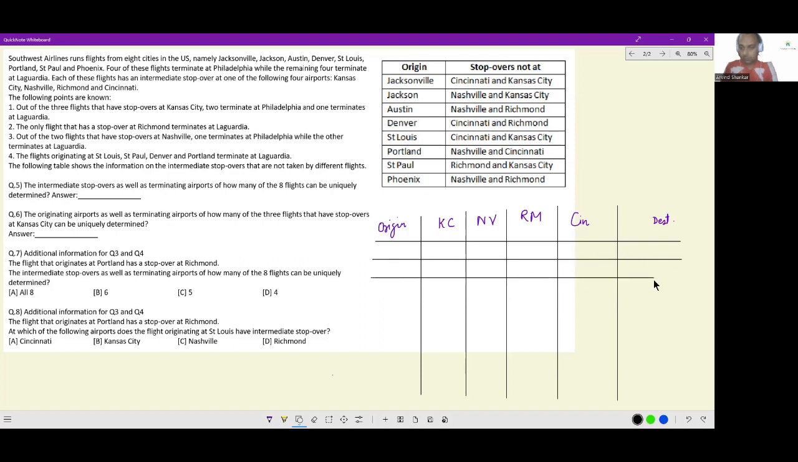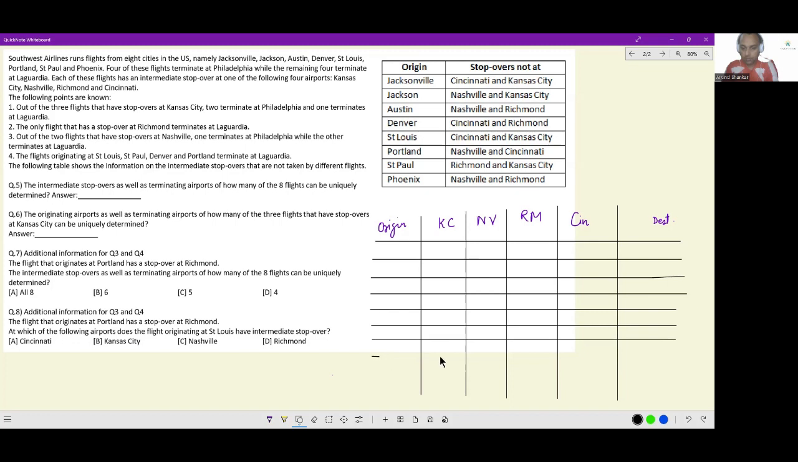One, 3, 4, 5, 6, 7, and 8. Now the places are Jacksonville and Jackson, and Austin and Denver, and St. Louis and Portland, and St. Paul and Phoenix.